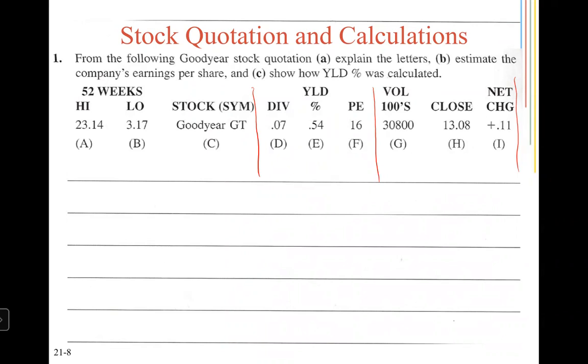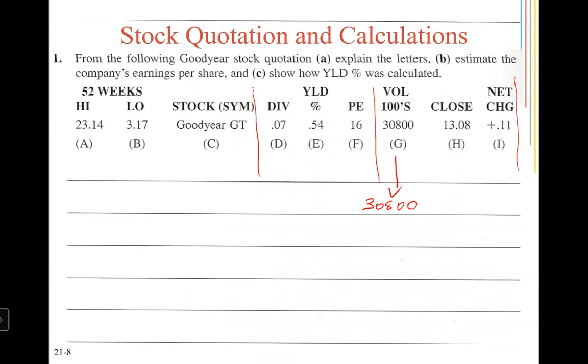Okay, next set, we're going to Miss Heald. Tell me what's the next three columns representing. The first one, G, is volume. And what would be the volume in this case? The volume would be the 30800 times 100.